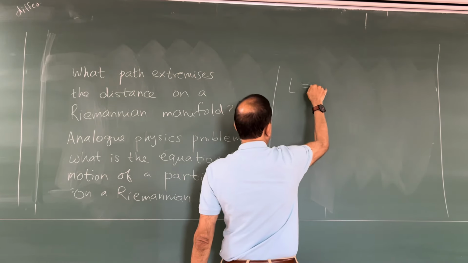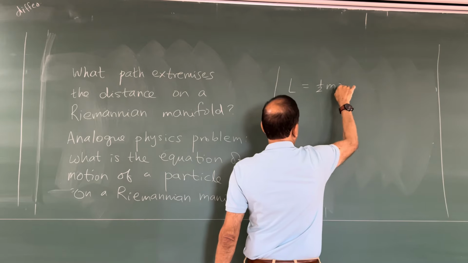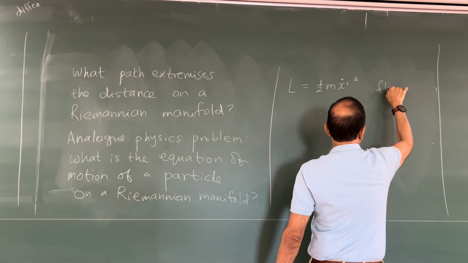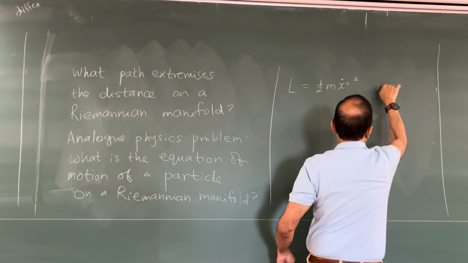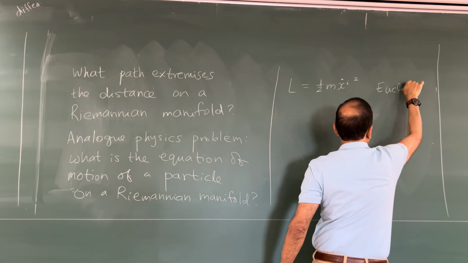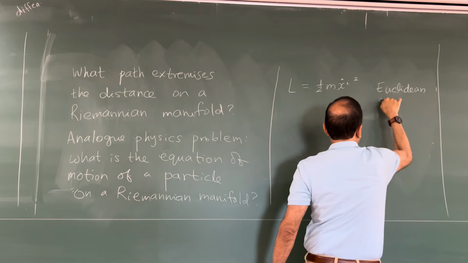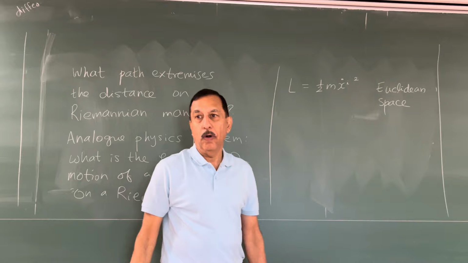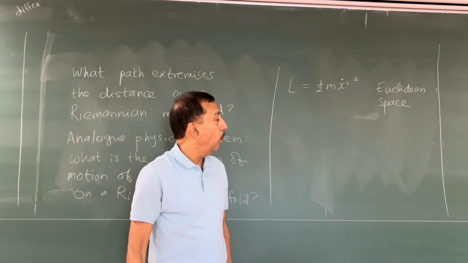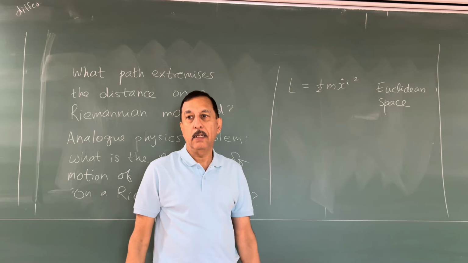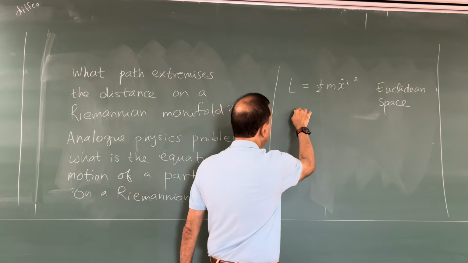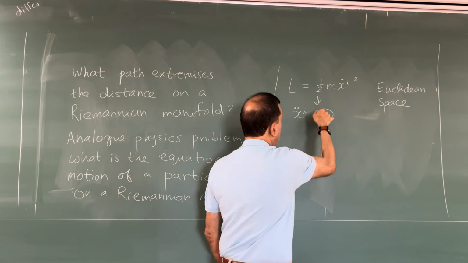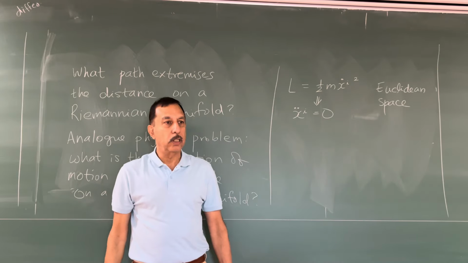So we have the usual Lagrangian half m x_i dot squared in flat space, in Euclidean space. I don't like this word flat because I haven't explained it. Here, i is summed over from 1 to 3. This is the Lagrangian of the free particle, the kinetic energy term. And when I extremize it, I get x double dot i equals 0 as the Euler-Lagrange equation of motion.